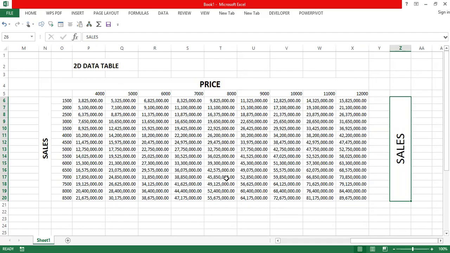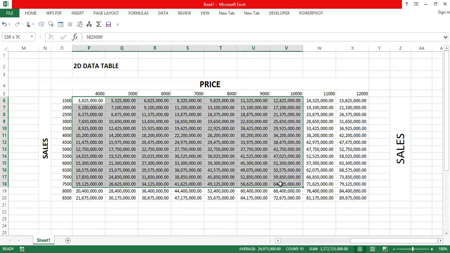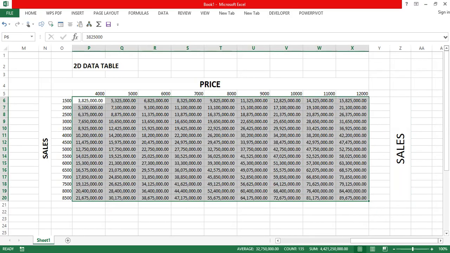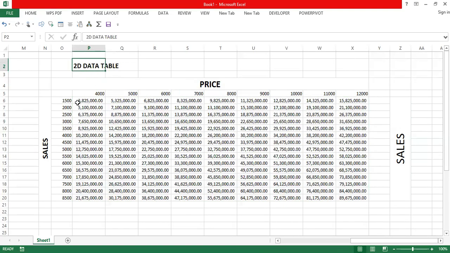Okay, so now let's face the real thing, which we are here for. We want to compute this data table. We want to generate these profit values. Then of course, in a real life scenario, how would you title this? Would you write 2D data table? No, I don't think so. You won't write this.